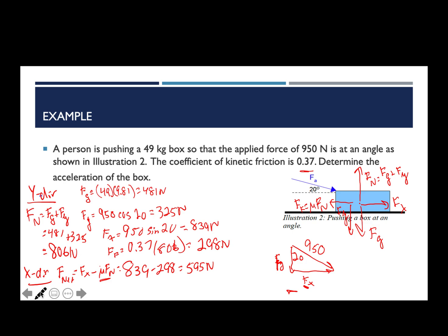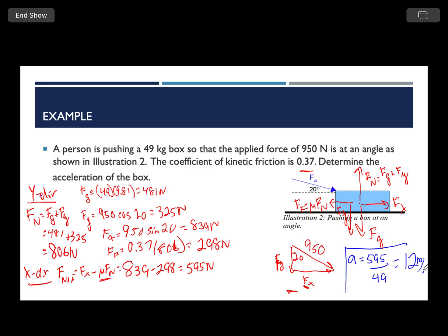Well, if we take that force and divide it by the mass, we should get our final bit here. So I'm just going to do this over here. Acceleration is equal to our 595 newtons divided by our mass of 49 kilograms. And we should get 12 meters per second squared. A big question, eh? So that's the problem with these friction questions, is they often will have multiple steps.